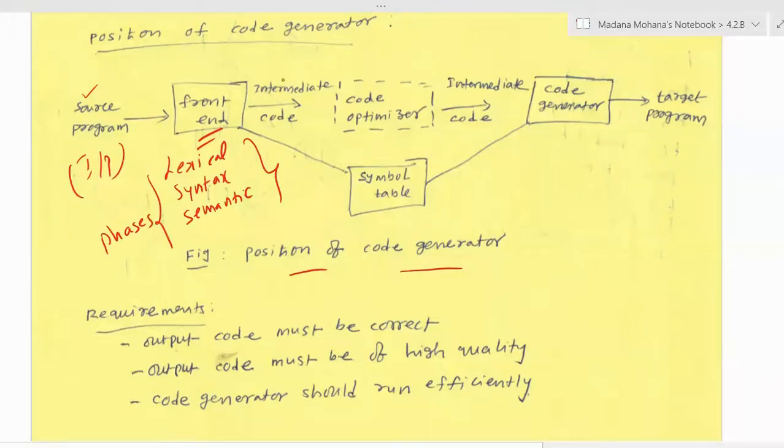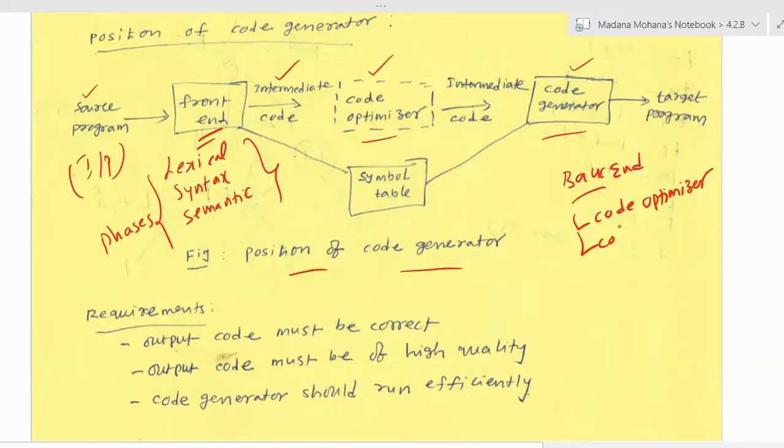So followed by intermediate code. So then after front end, what are we having? Code optimizer, then code generator. Code optimizer and code generator are in backend. So backend phases, so that is code optimizer. So code optimizer is an optional phase. Then code generator. These are all the backend phases. These backend phases produce the target code, which is our required output.